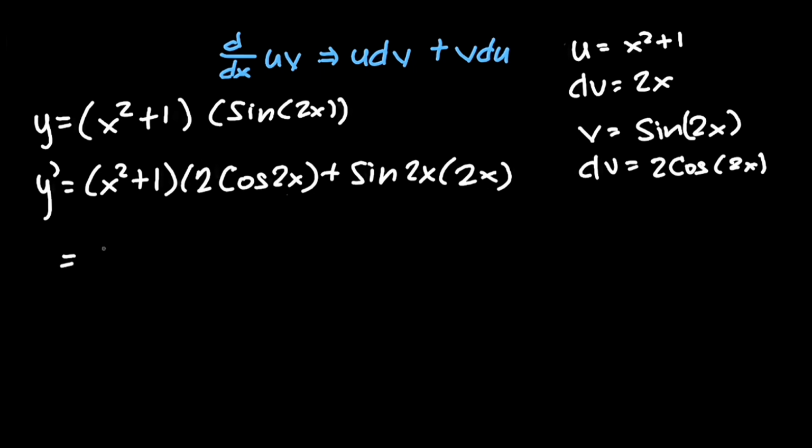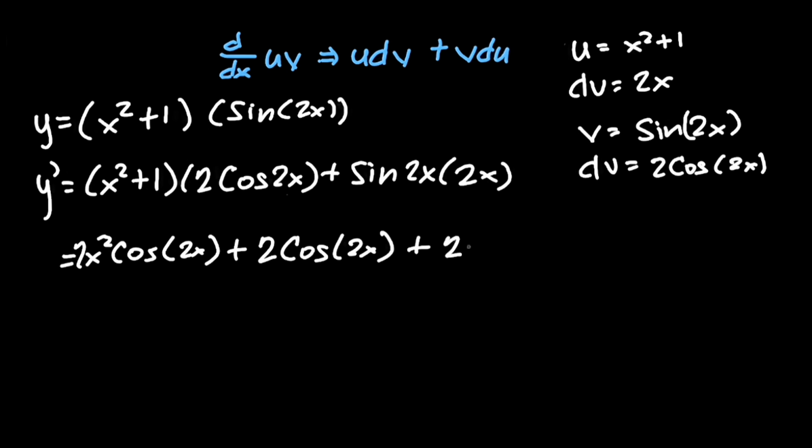The final answer here would be x squared, 2x squared cosine of 2x plus 2 cosine of 2x plus 2x sine of 2x.